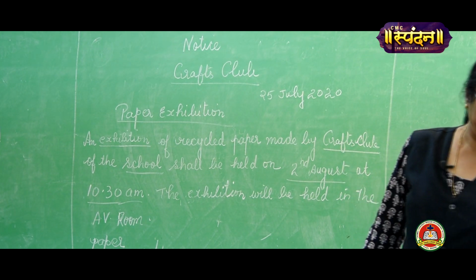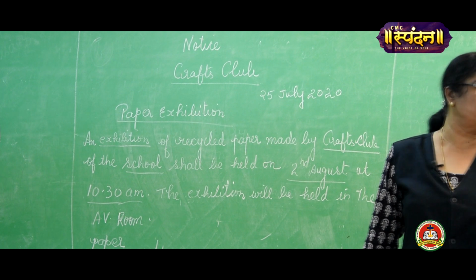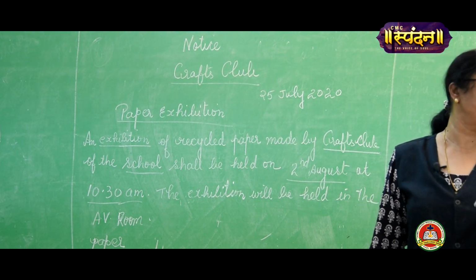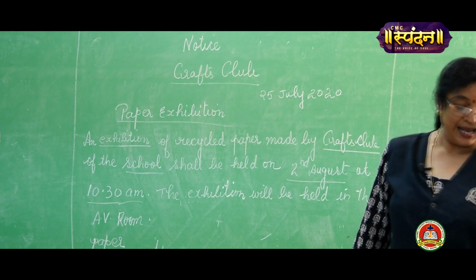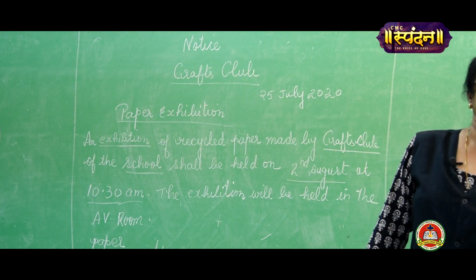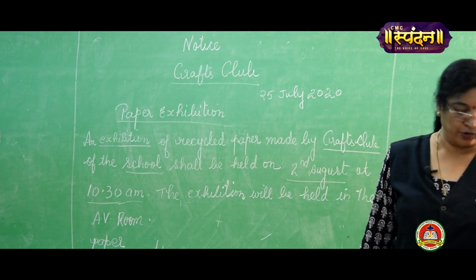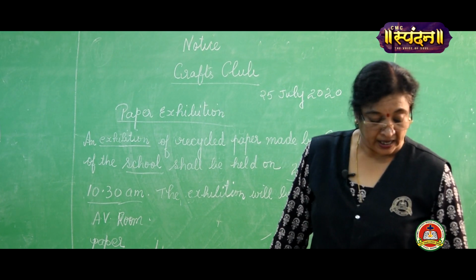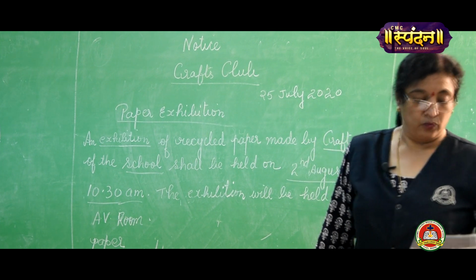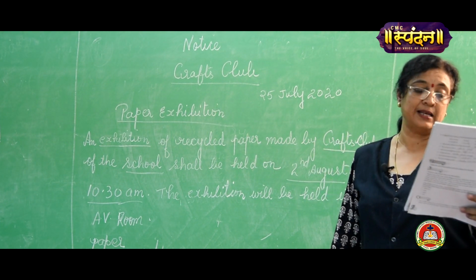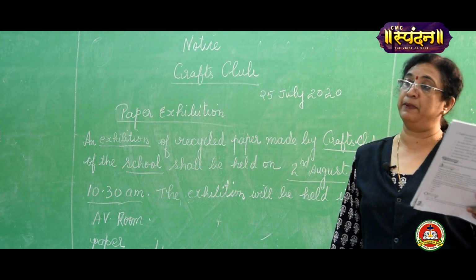One more thing is given, write a notice to be put up on the school notice board inviting students to participate in a poster making competition to be held on 20th August. This I'll show you in WhatsApp. I'll write down and I'll click a picture and I'll show you on WhatsApp how you have to do it. Then third one is, what does this poster mean? Discuss in the class. Go green, go paperless.